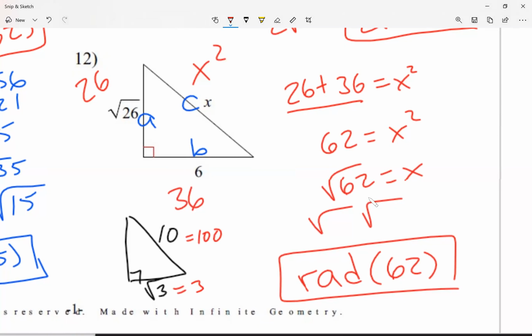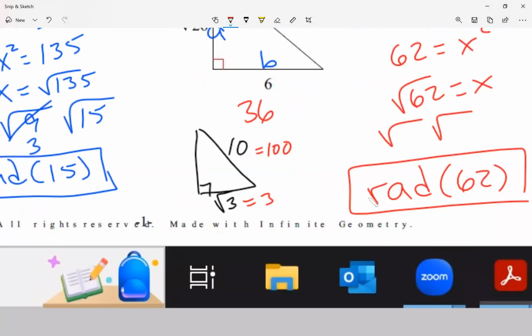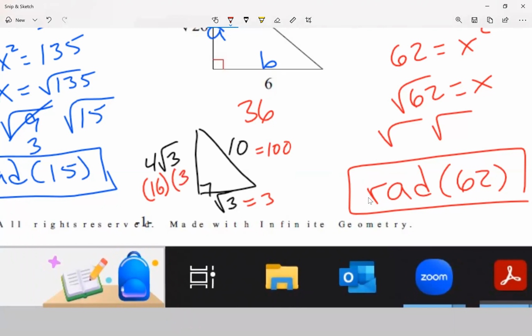Now in your homework, you're gonna have a mix. What I mean with a mix is like, what if I have like 4 radical 3? So what if I have a whole number and I have a radical? If it was just the whole number, 4 squared, I know is 16. If it was just the radical 3 squared, I know is just 3. Now, because it's both, multiply those. 16 times 3 is 48.